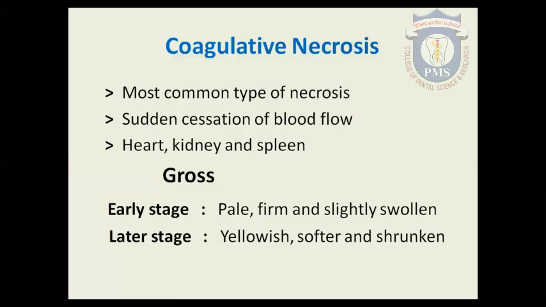Coagulative necrosis. It is the most common type of necrosis. Occurs due to a sudden cessation of blood flow, seen in the heart, kidney, and spleen. Gross appearance. Early stage appears as pale, firm, and slightly swollen area. In the later stages, it is yellowish, softer, and shrunken.